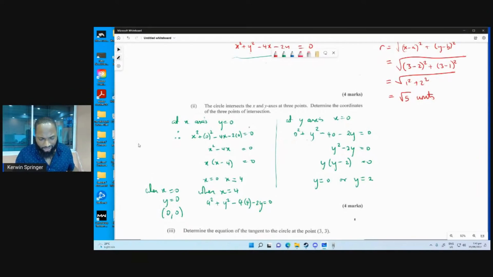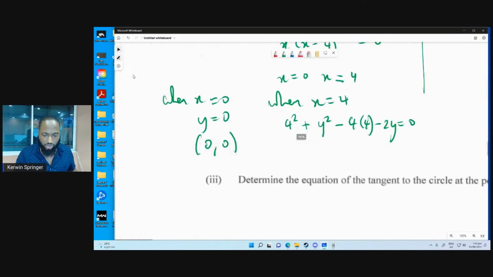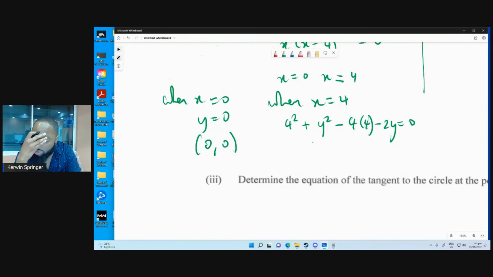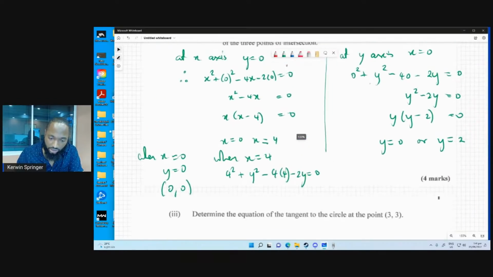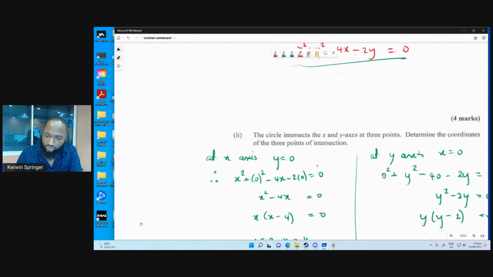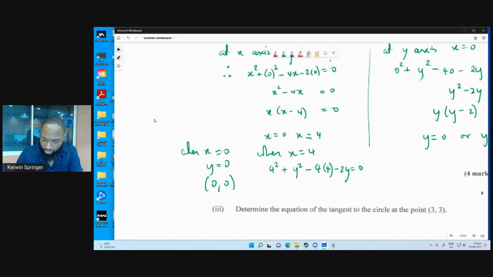So 4 squared, 4 times 4, y squared, minus 2y equals 0. When x is equal to 4, 4 squared plus y squared, 4 squared minus 4y, 4 minus 2y, y squared.